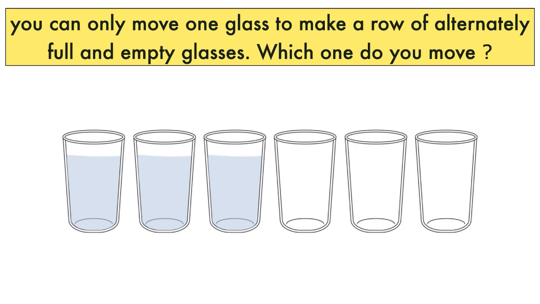In this visual brain teaser, you can see 3 glasses on the left that are full and 3 on the right that are empty. You can only move one glass to make a row of alternately full and empty glasses. Which one do you move? This is an interesting brain teaser that requires out-of-the-box thinking. Feel free to pause the video and give it a try before checking the solution.